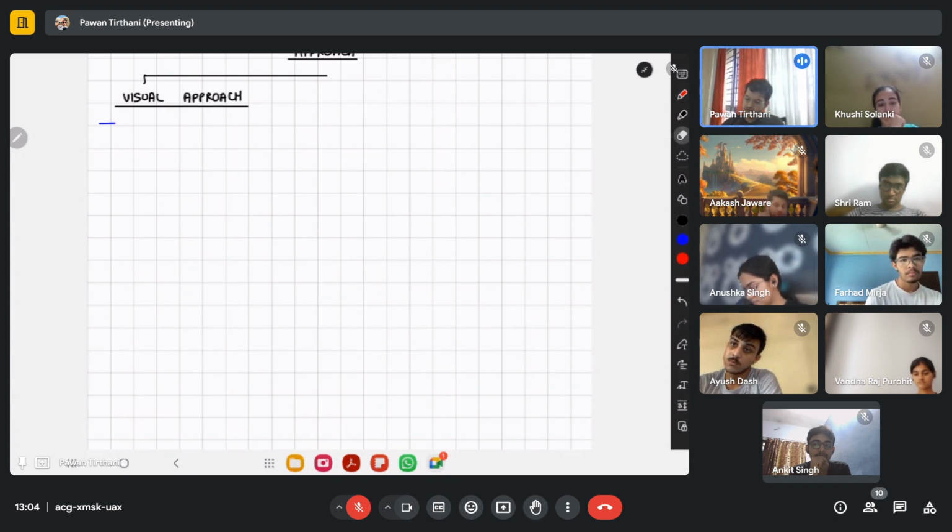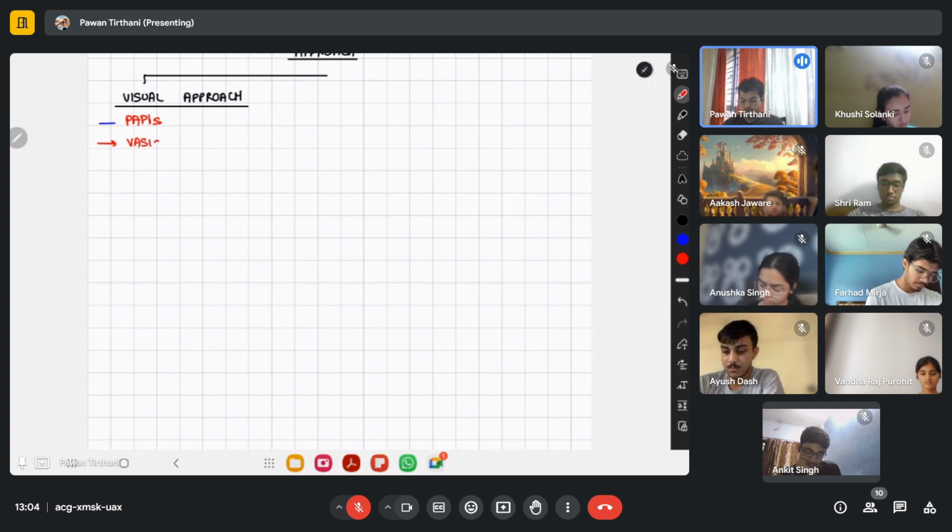So in a visual approach you have certain ground features called the PAPI lights, precision approach path indicators is the full form, and you have VASIs, visual approach slope indicators. लिख लो PAPI, precision approach path indicator. VASIs, visual approach slope indicator.